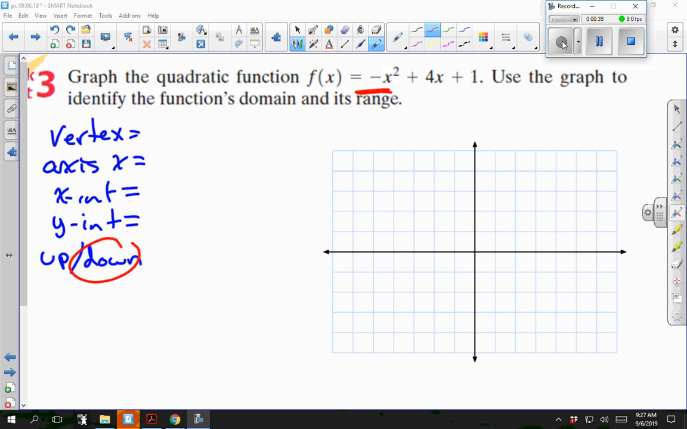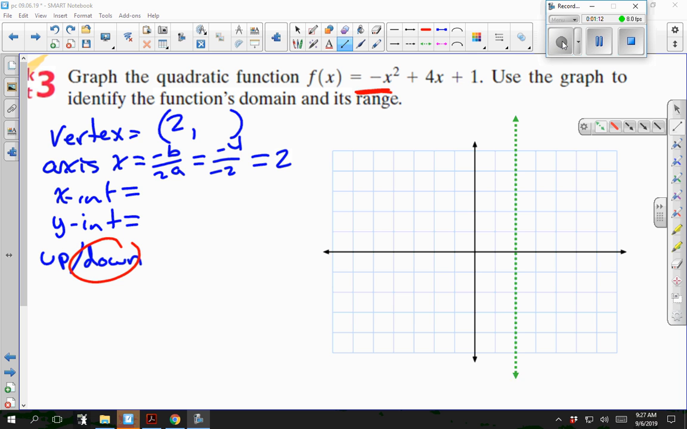All right, do you guys remember the formula to find the axis of symmetry here? Negative b over 2a. So the opposite of b is negative 4, over 2 times negative 1, which is negative 2, or positive 2. That means my vertex has 2 comma something, right? I can draw my axis of symmetry in here. I probably ought to get in the habit of writing x equals 2 there.